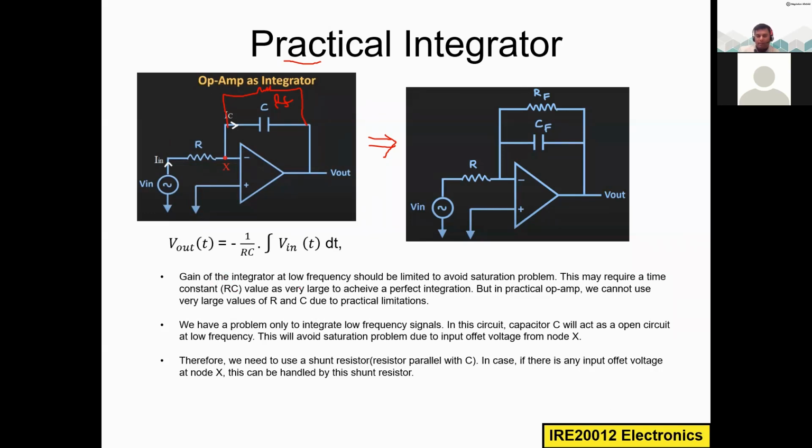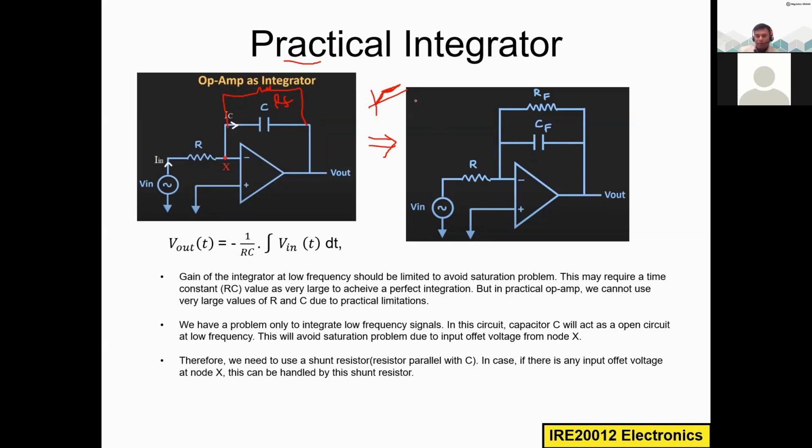Okay, the gain of the integrator at low frequency should be limited to avoid the saturation problem. When you apply a low frequency signal, the output should not reach saturation immediately like this, where it goes up more and then saturates, and then just moves a little bit and goes to saturation. We do not want that at low frequencies.